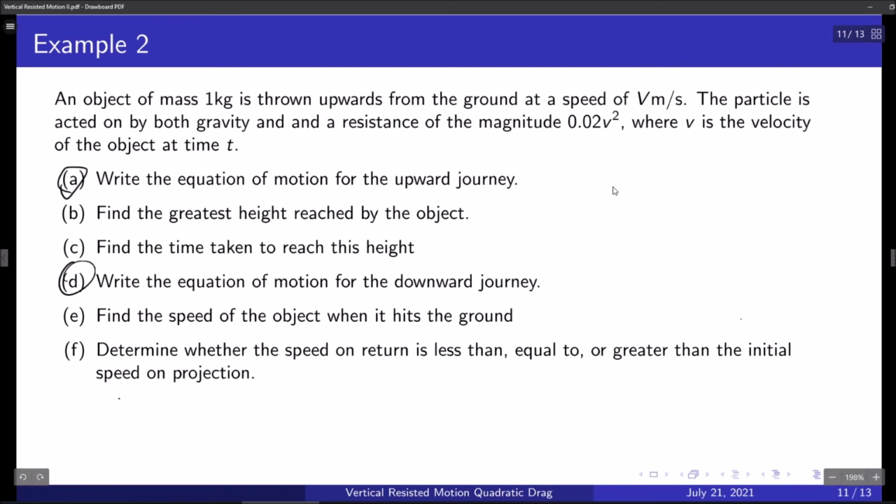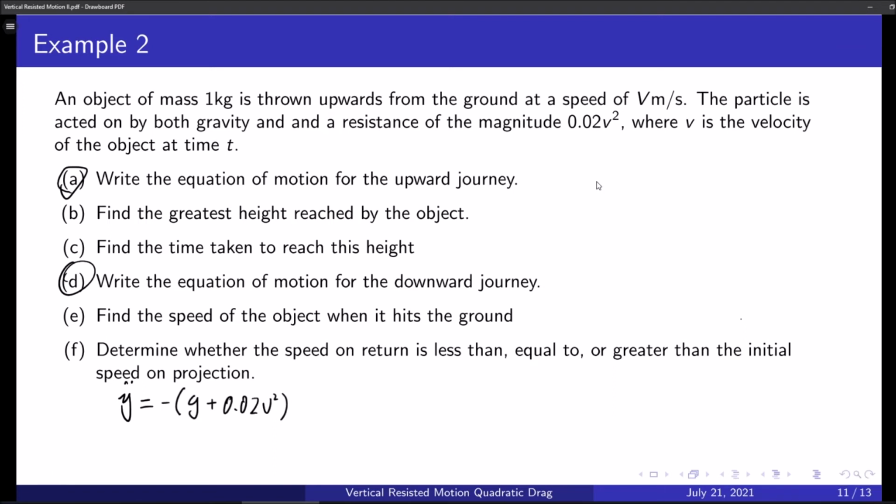So obviously, upwards acceleration should equal minus g plus, let's rewrite that, equals minus g plus, what's the resistance again? 0.02 v squared. Okay, so this is the total acceleration.